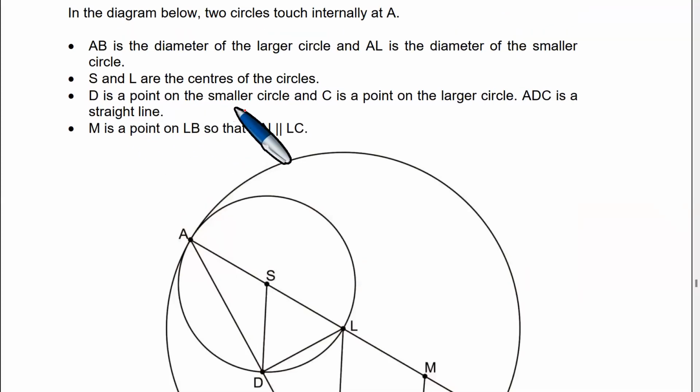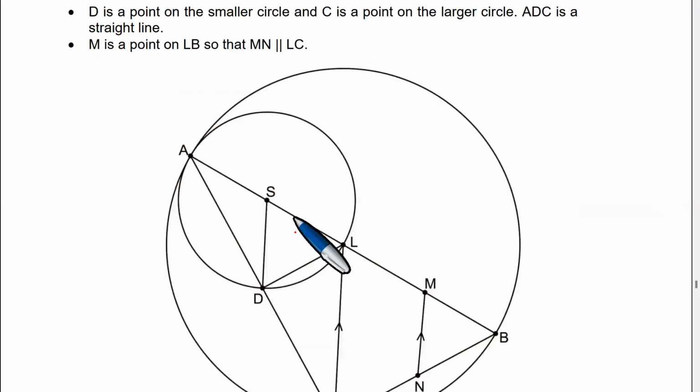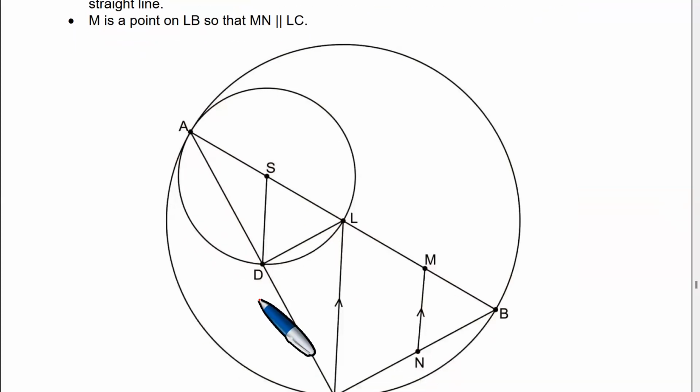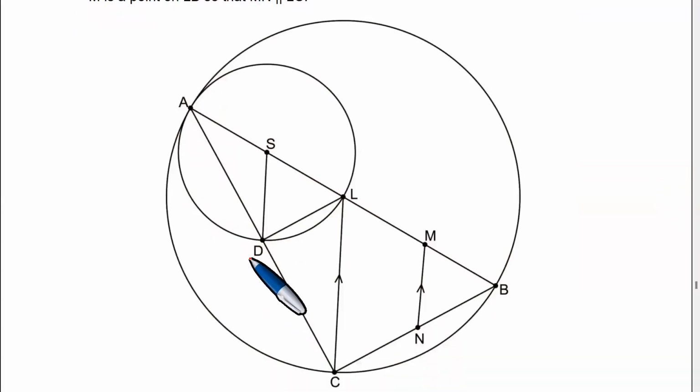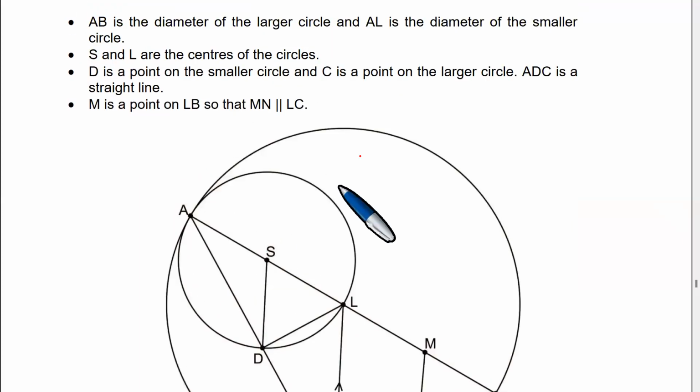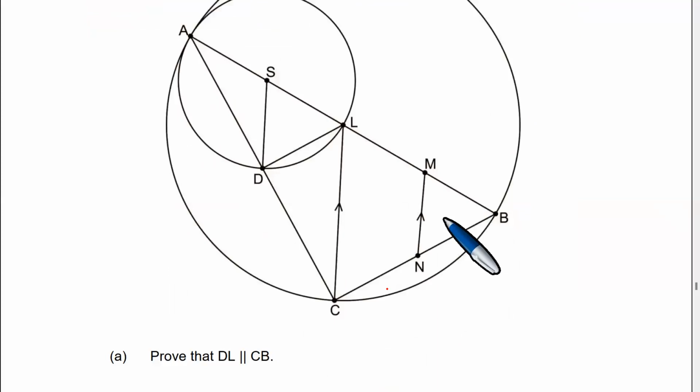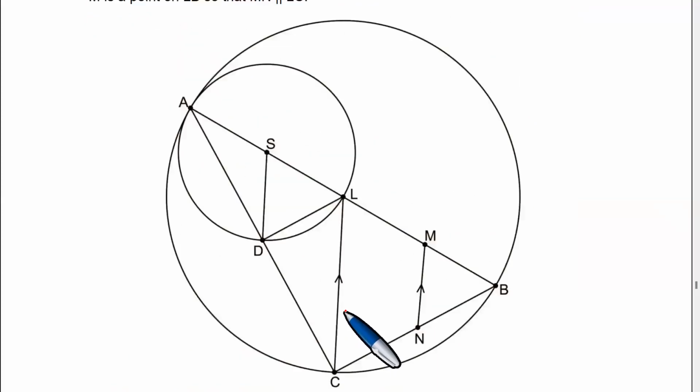D is a point on the smaller circle. Where is D? Here it is. D is a point on the smaller circle, on the boundary. And C is a point on the larger circle.